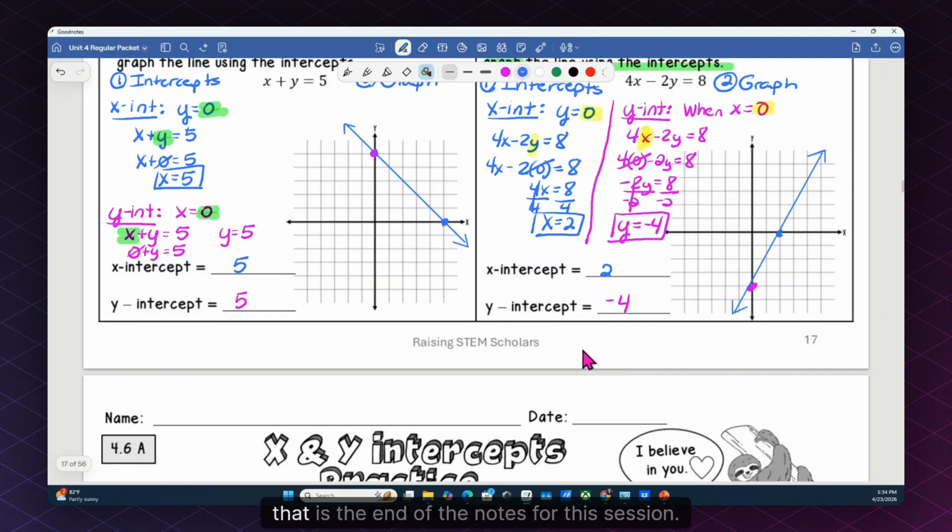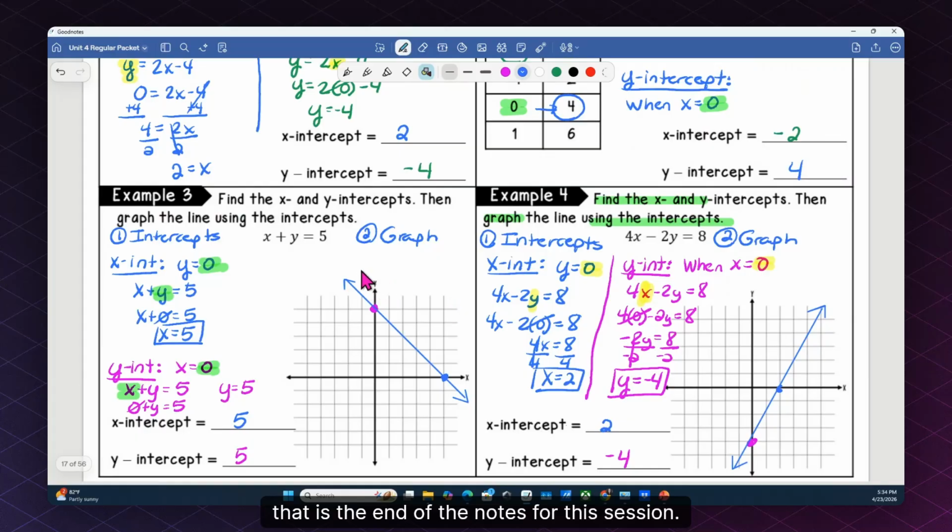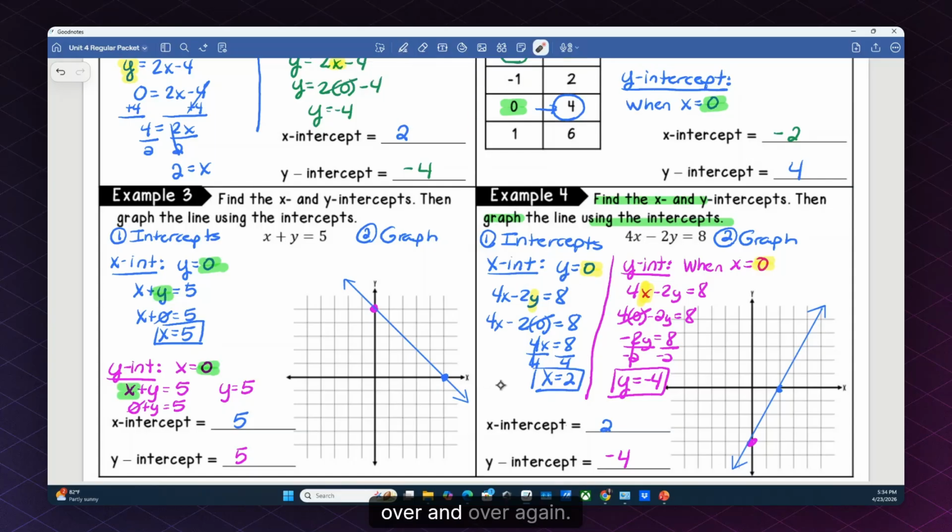Alrighty, my friends, that is the end of the notes for this session. I hope this helps you. Don't forget, your x and y's are traveling in pairs. So when you find your x-intercept, that's when your y is 0. And if you're finding your y-intercept, that's when x is 0. That's why I wrote that down over and over again, so it sticks in the head that these are pairs. So the y-intercept is when x is 0, and the x-intercept is when y is 0.